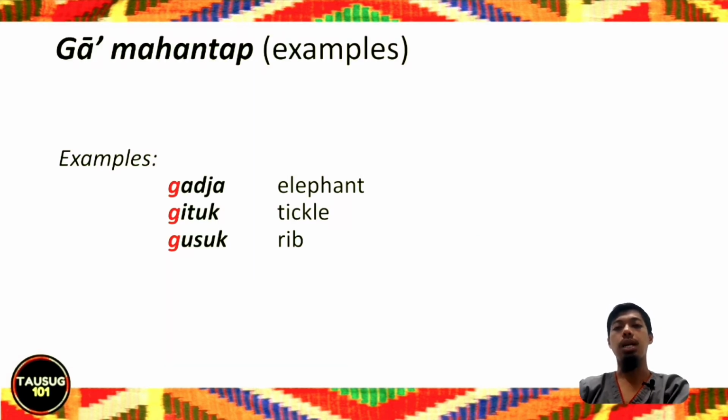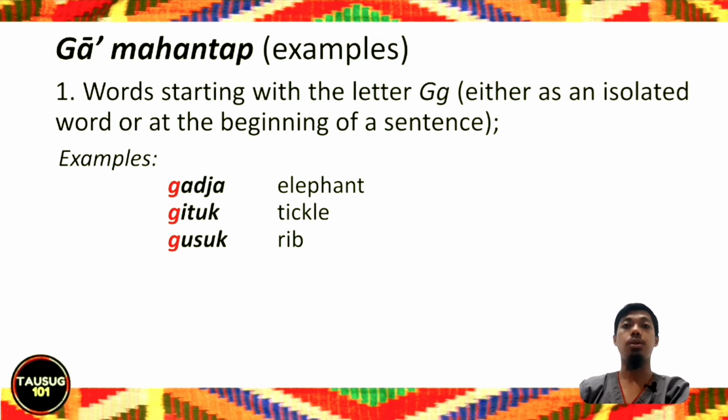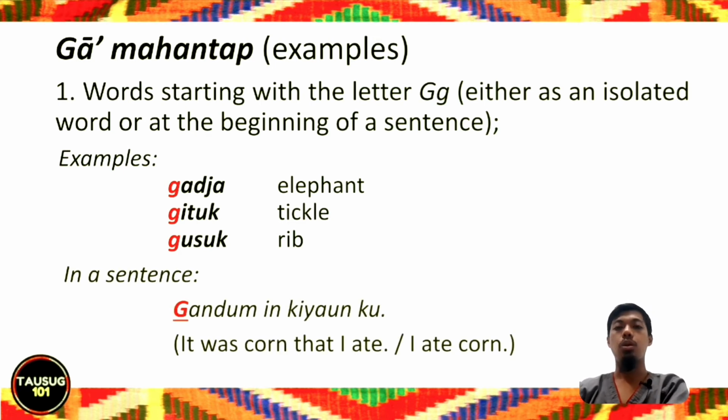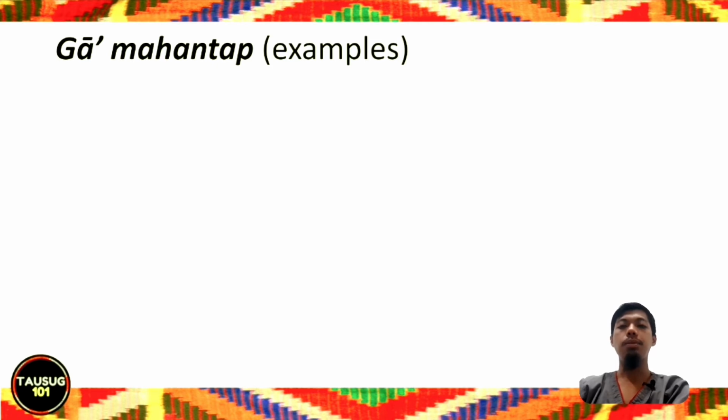Examples, we have Gadja, Gitu, Guso. This is for the first group, wherein the letter Gā is at the beginning of the word or at the beginning of the sentence. Example here, Gandum in kiyaon ko. It was wheat that I ate. Gandum in kiyaon ko. Gā Mahantap.